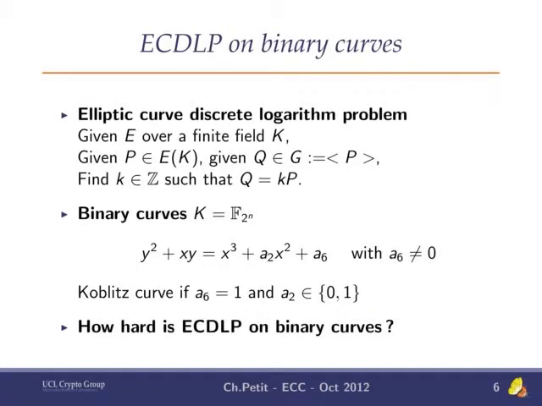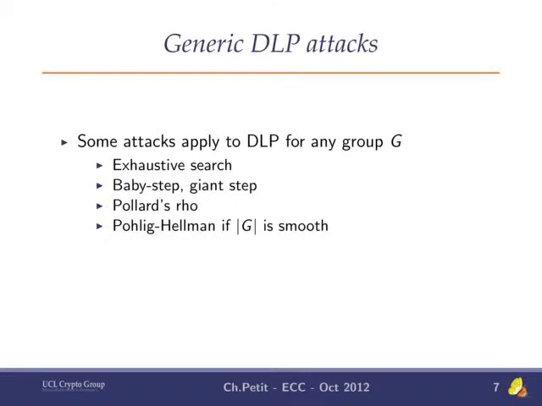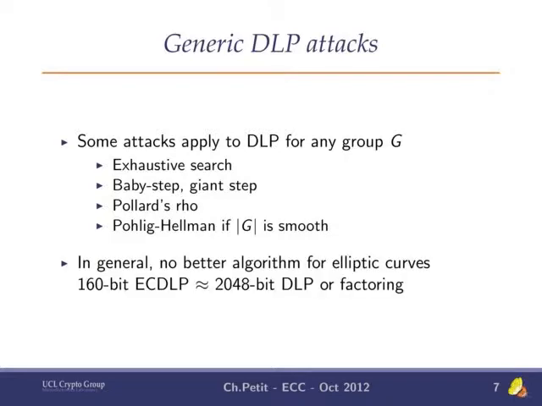We wonder how hard this problem is for binary curves. First of all, there are some generic attacks that apply to any group, for example exhaustive search, baby-step giant-step, Pollard rho, and Pohlig-Hellman. In general, for elliptic curves, it has been believed that there is no better algorithm than those, except for maybe some very special curves. As a result, the key sizes that you take are much smaller for elliptic curves than, let's say, for DLP or factoring.